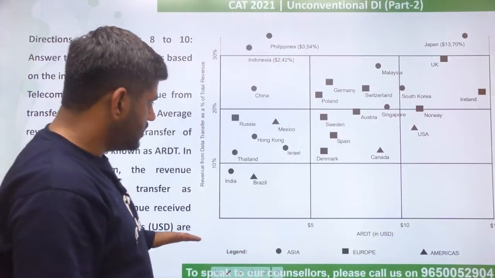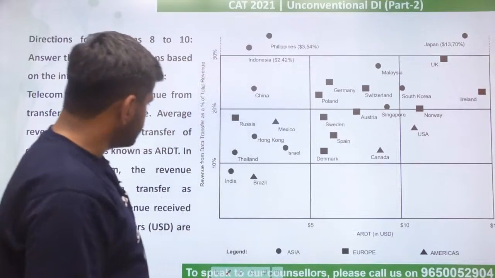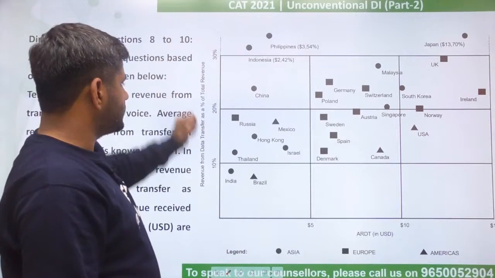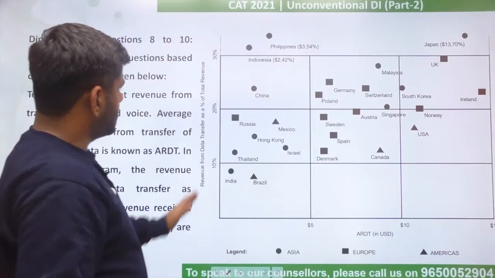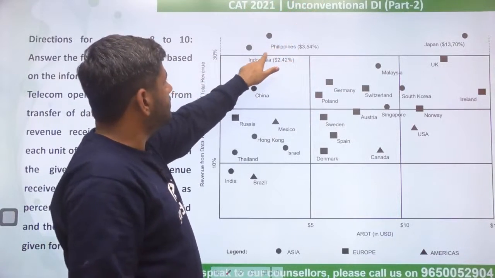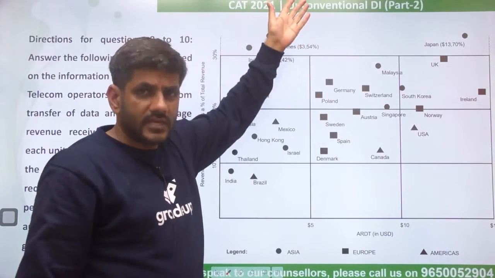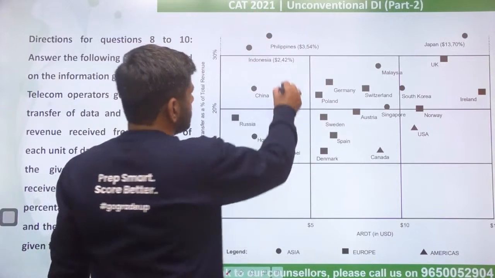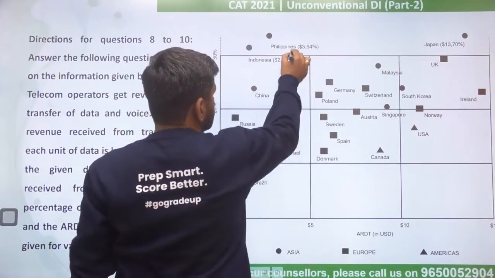एक बार इसको देखता हूं. This is ARDT in dollars. This is revenue from data transfer as a percentage of total revenue. 10, 20, 30%. These figures went much above, इसलिए उनके लिए फिगर्स उन्होंने लिख दिए, because वो स्केल में नहीं आ रही थी, तो इसलिए ऊपर करके लिख दिया.